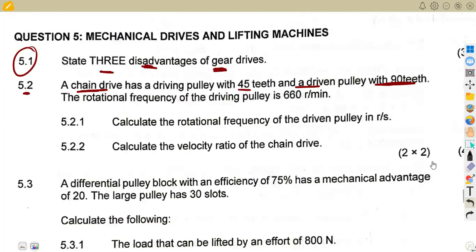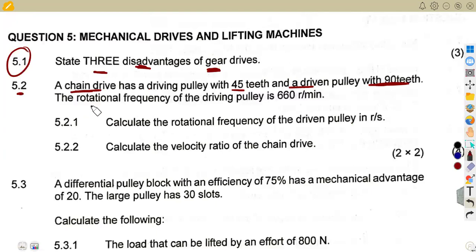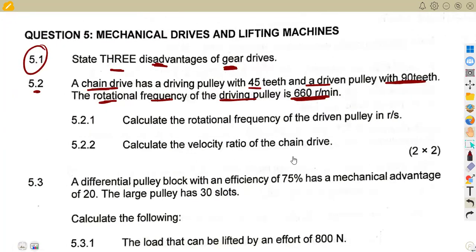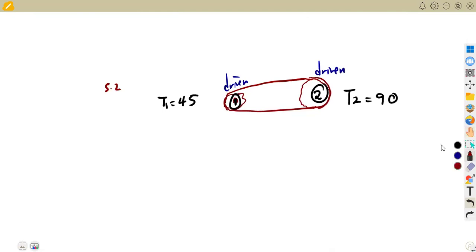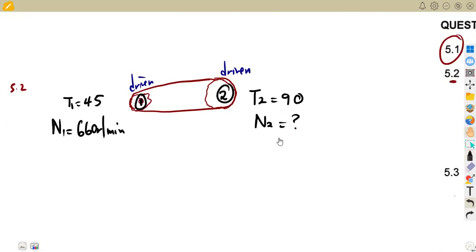What else? Then we also have the rotational frequency of the driving pulley, 660 revs per minute, which is N1 on the driver. So that's our N1, which is 660 revs per minute. Here we do not have the speed of this driven side.